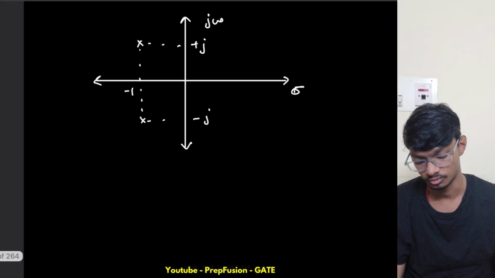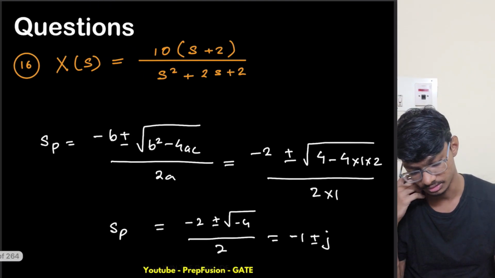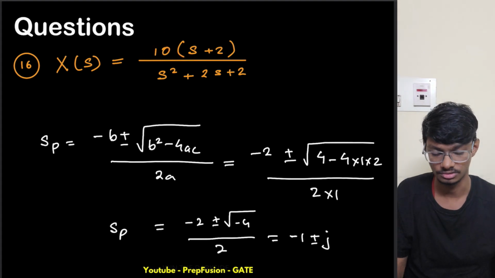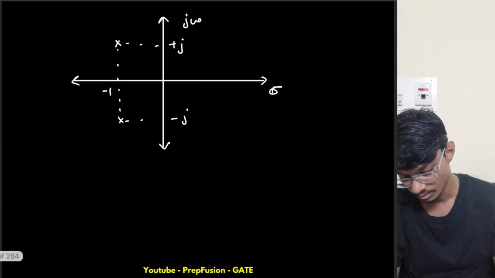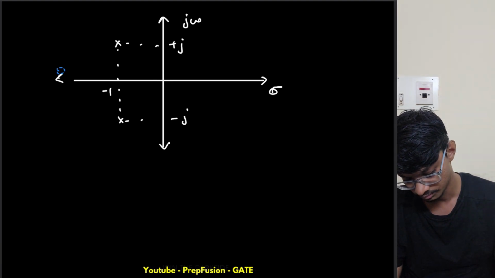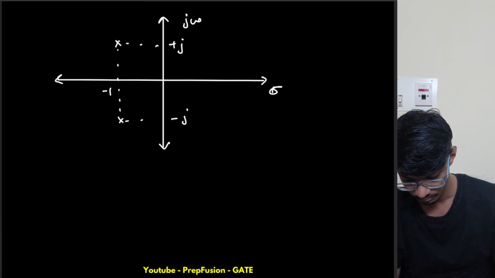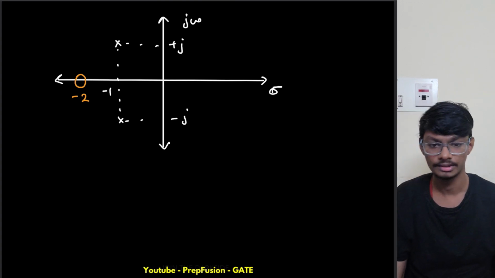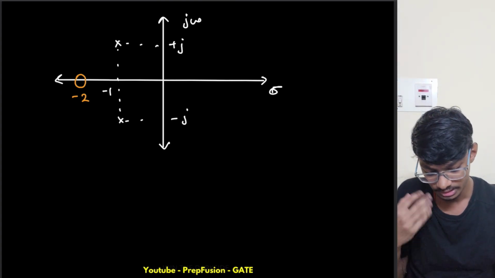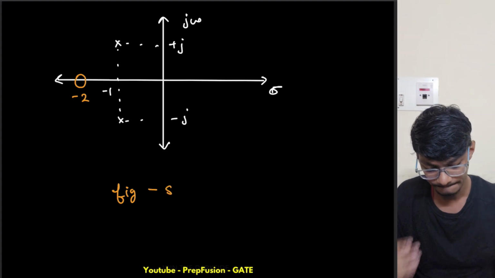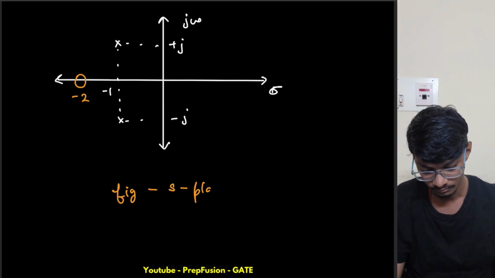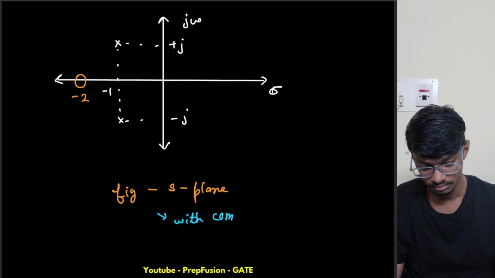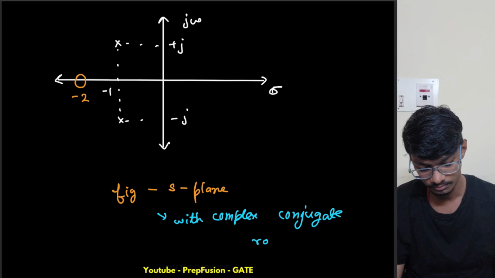These are complex conjugate poles, but we haven't found the zeros. Zeros are very simple: the zero is at s equals minus 2 only. At s equals minus 2, the whole transfer function goes to 0. So this is the figure of the s plane with complex conjugate poles.